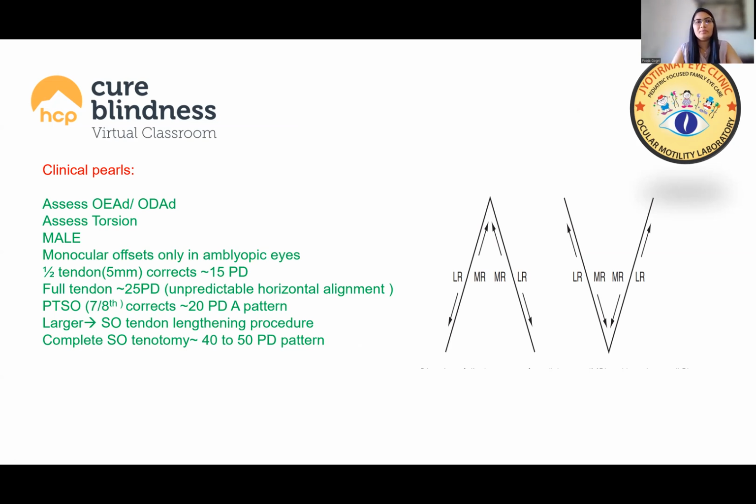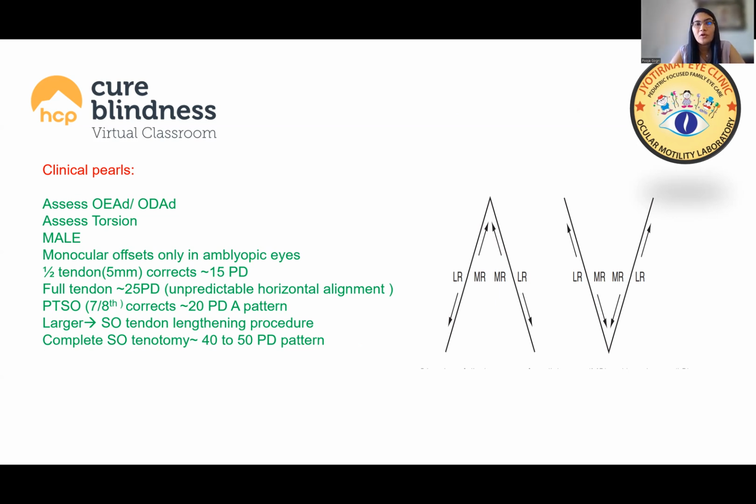The important clinical pearls include, first, identify if there is any over elevation or over depression in A or V pattern. If you do get it, then you have to work on weakening the obliques. So if it is a V pattern, you will weaken the inferior oblique, and in an A pattern, you're going to weaken the superior oblique. Look for torsion. If you have this oblique overaction, you are going to have torsion. So with superior oblique overaction, you will have an intorsion, and with inferior oblique overaction, you have extorsion on the fundus.